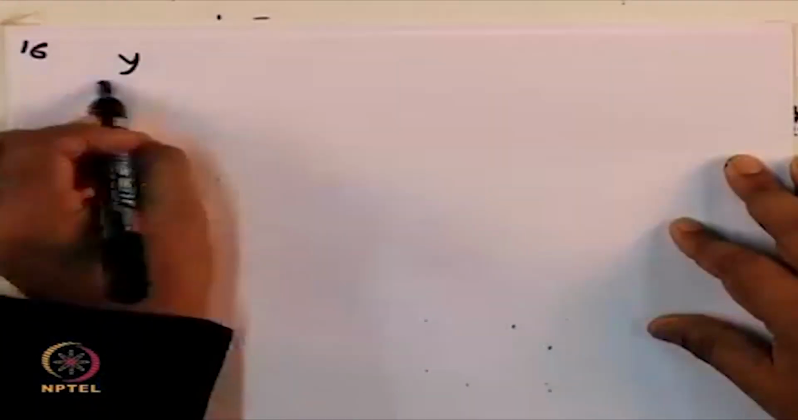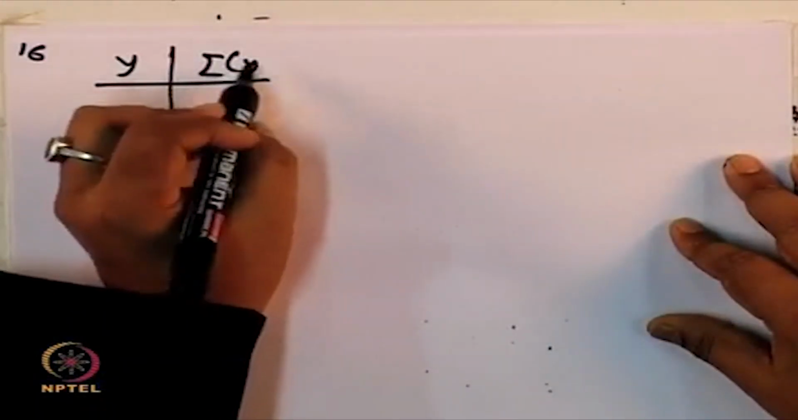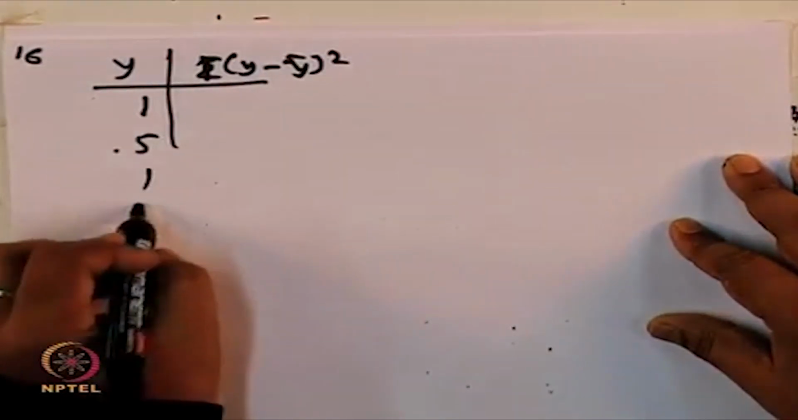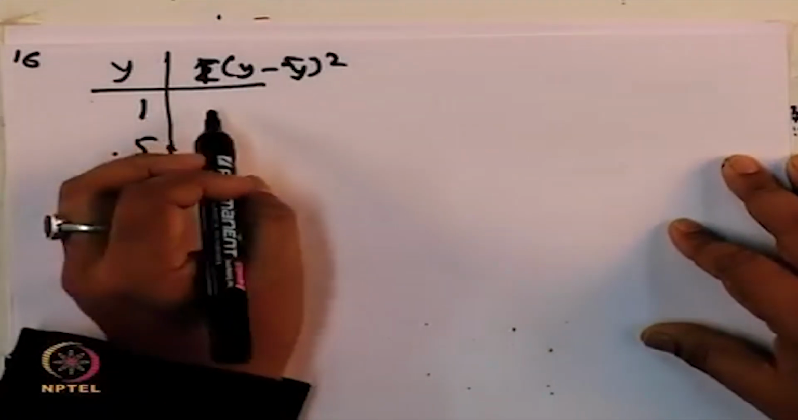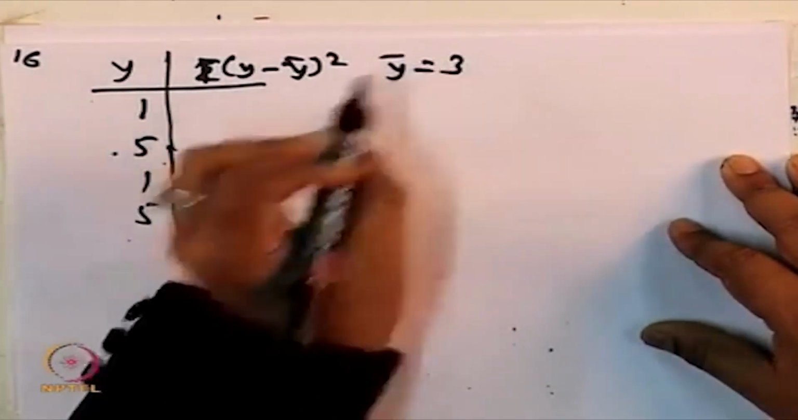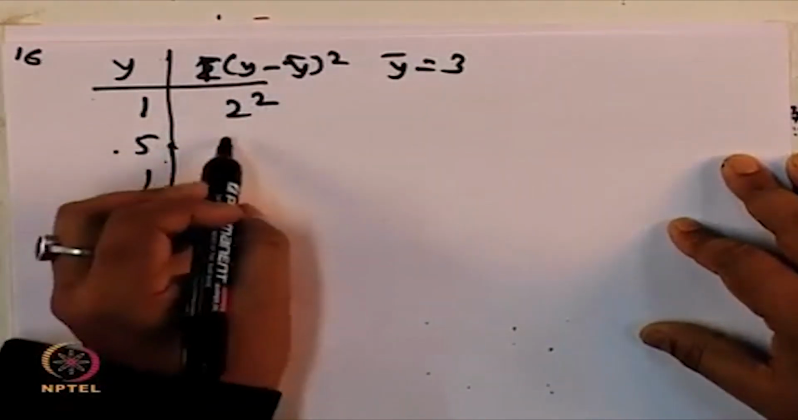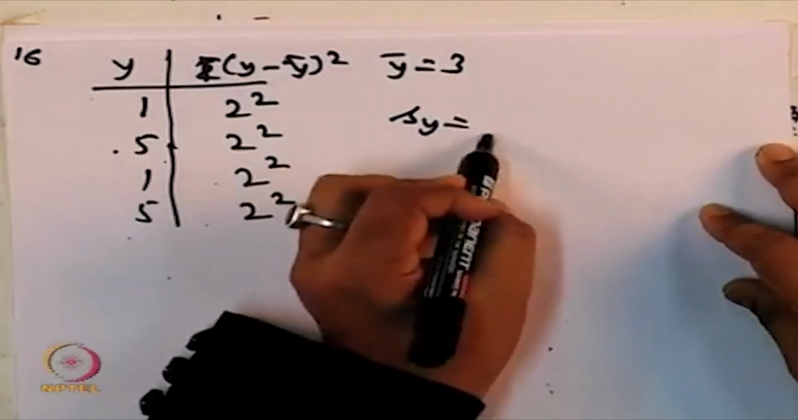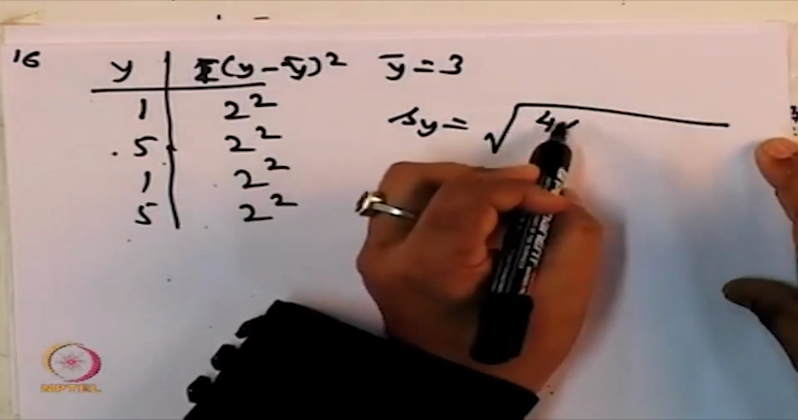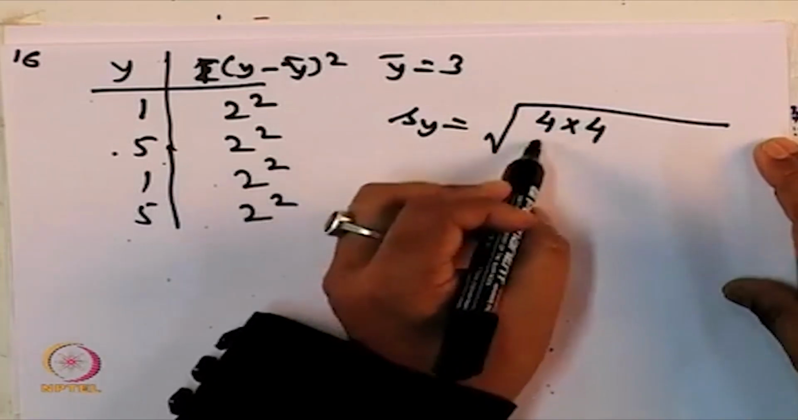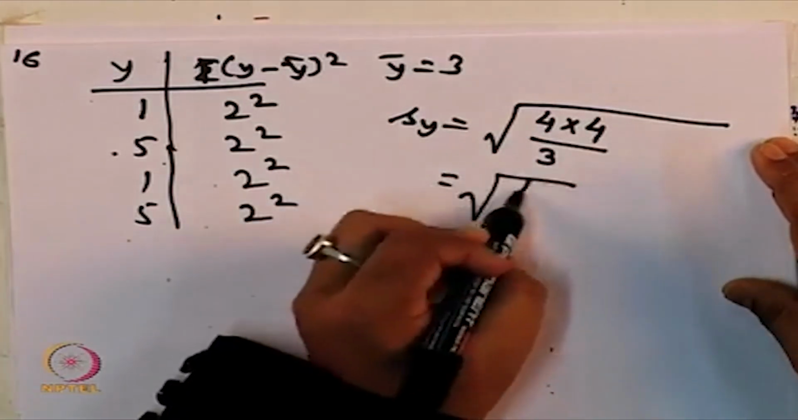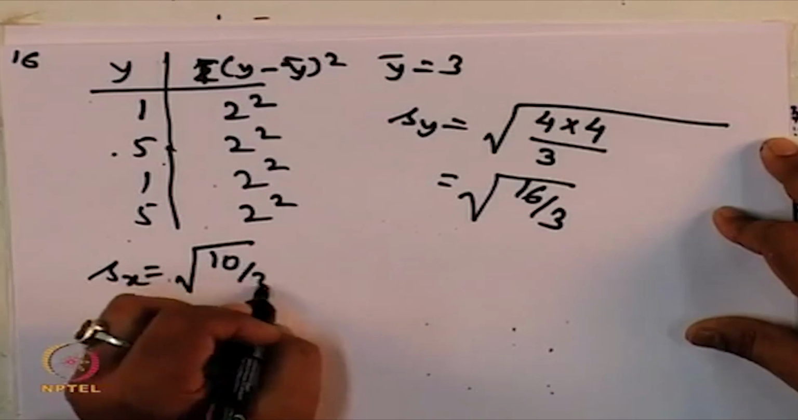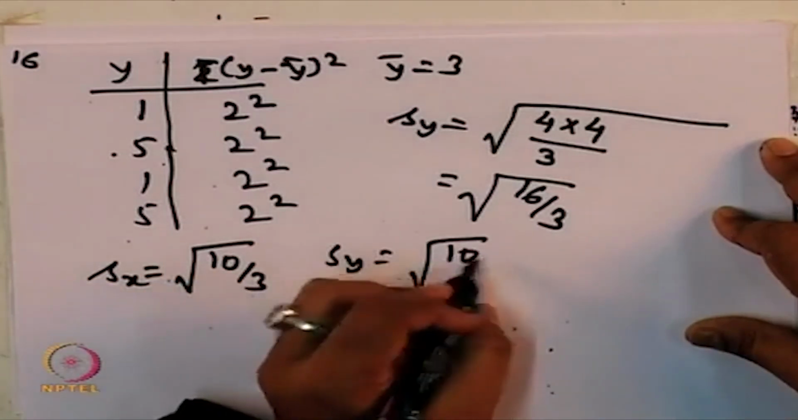I can do the same thing for y, summation of y minus y bar whole square. I have 1, 5, 1, 5. Okay. So, y bar is 3, I know y bar is equal to 3, so 2 square, 2 square, 2 square, 2 square. So, Sy should be root of 4 into 4 by 3, so 16 by 3. Okay. So, we have Sx is equal to root of 10 by 3, and Sy is equal to root of 16 by 3.